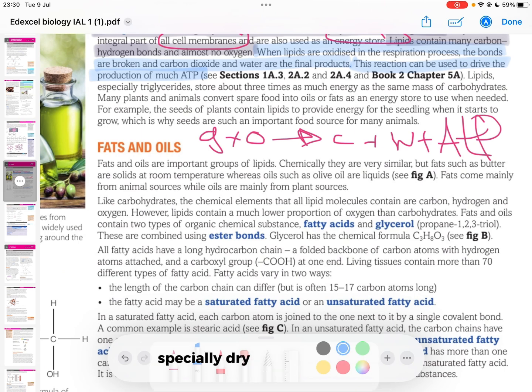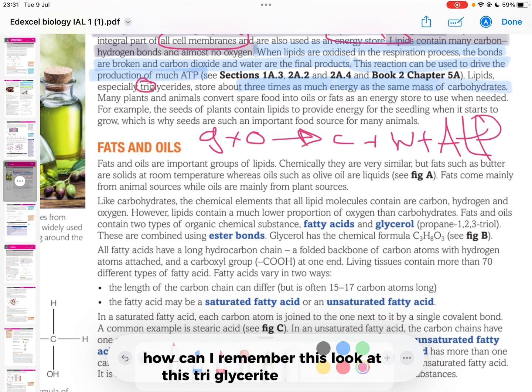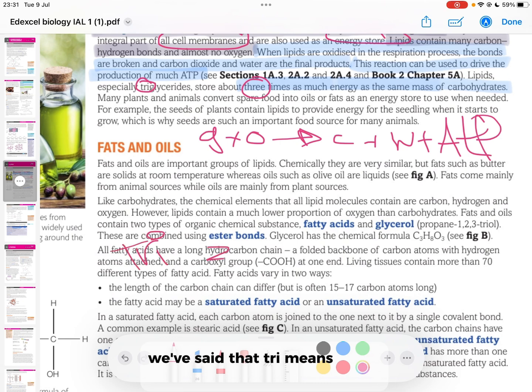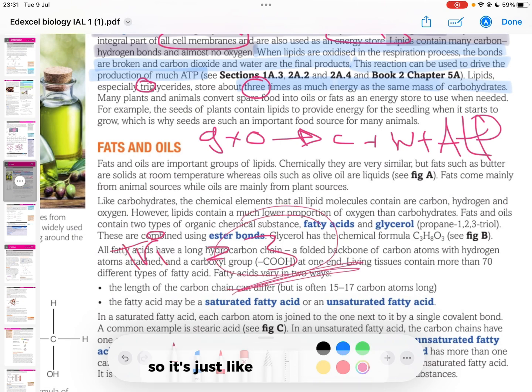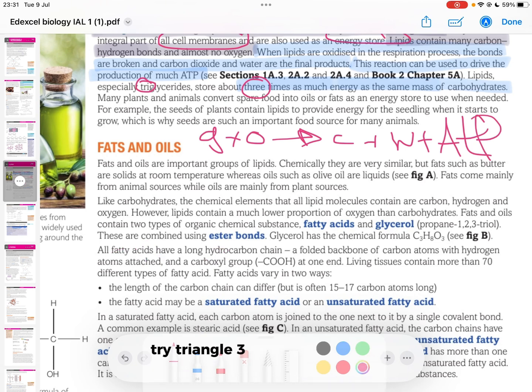Lipids, especially triglycerides, store about 3 times as much energy as the same mass of carbohydrates. How can I remember this? Look at this. Triglycerides, 3 times. We've said that tri means 3, right? So it's just like 3 times. Okay, triangle 3, pent 5, hex 6, mono 1, di 2.